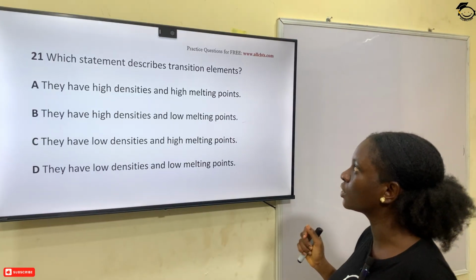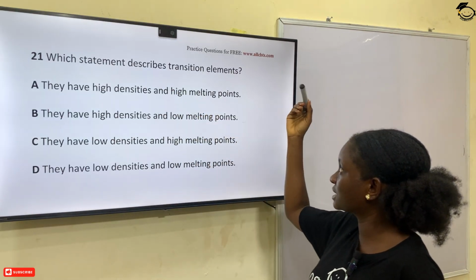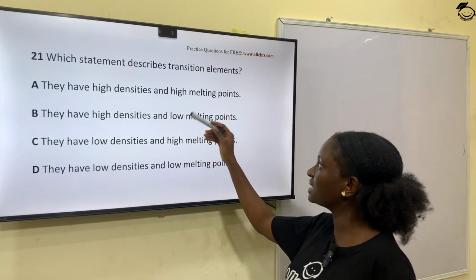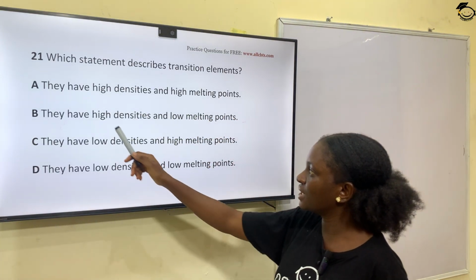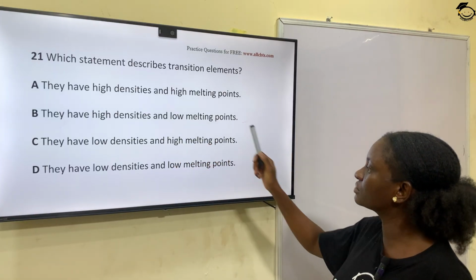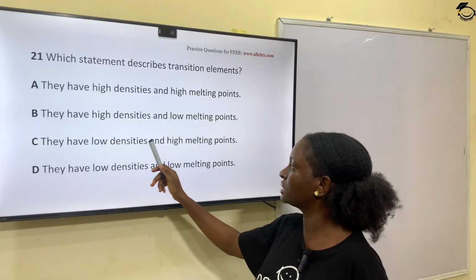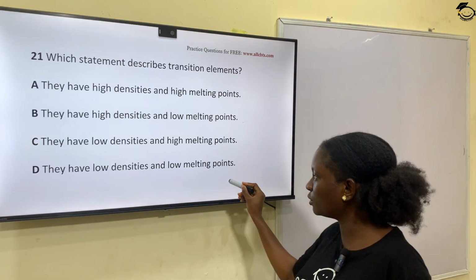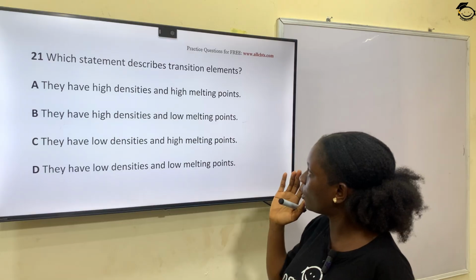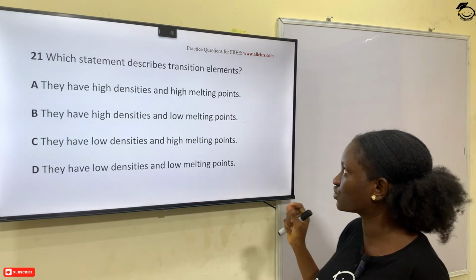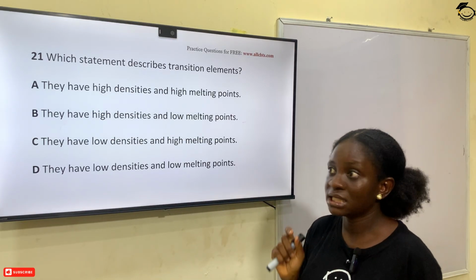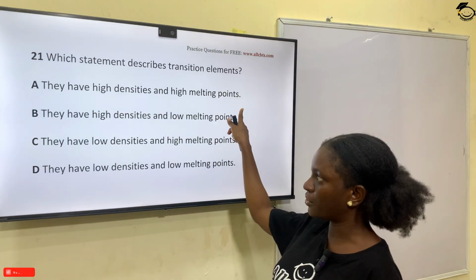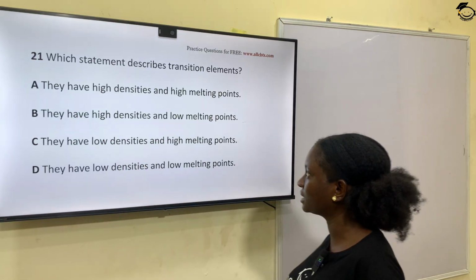Question 21. Which statement describes transition elements? A. They have high densities and high melting points. B. They have high densities and low melting points. C. They have low densities and high melting points. D. They have low densities and low melting points. So the only statement that describes transition elements is that they have high densities and high melting points. Option A is the correct answer.